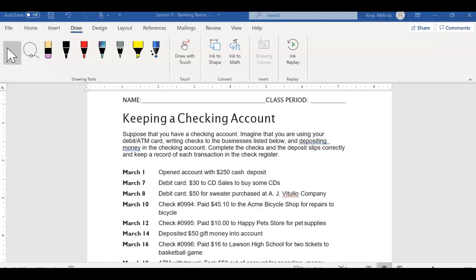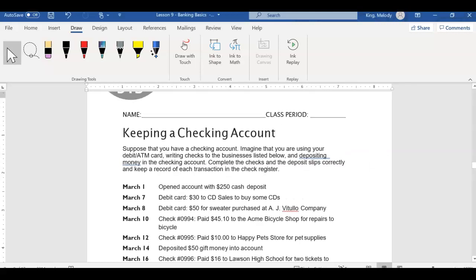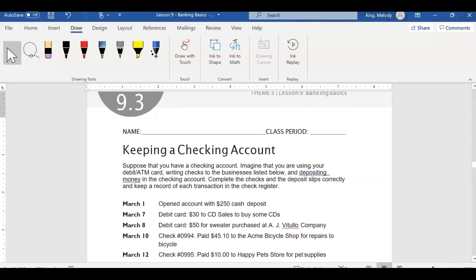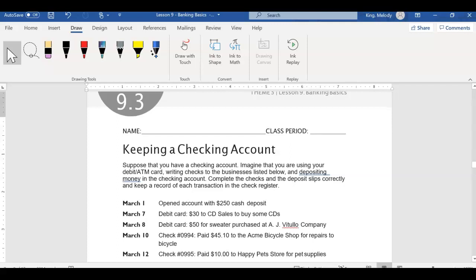For this Banking Basics assignment, you should have already read through 9.2, 9.3, and 9.5, and especially gone through those examples in 9.5 of how to write a check and how to fill out a deposit slip. You will need that for this piece of it. So now your assignment, the only thing you will turn in is 9.3, where you will practice writing some checks and keeping track of your check register.